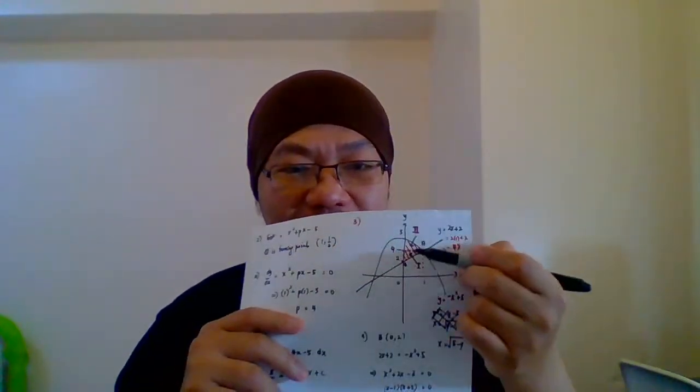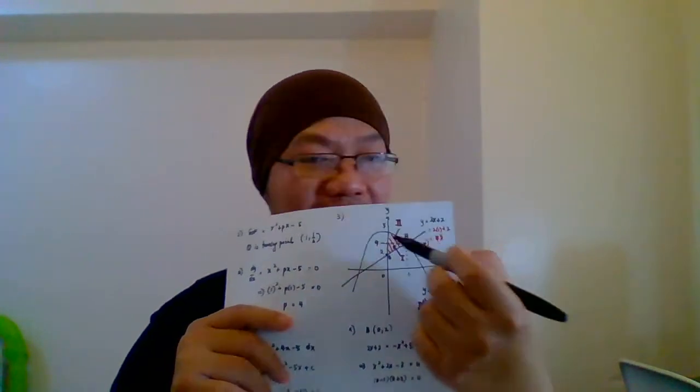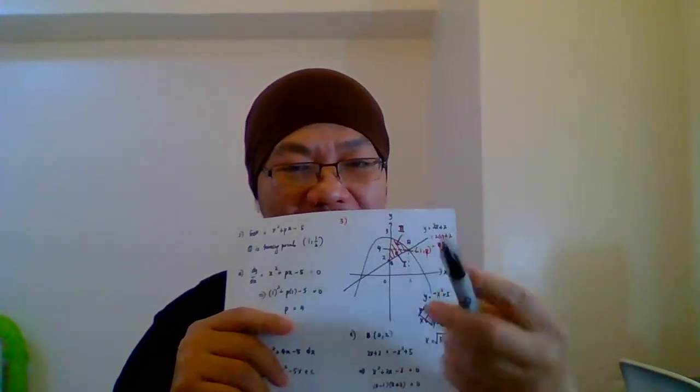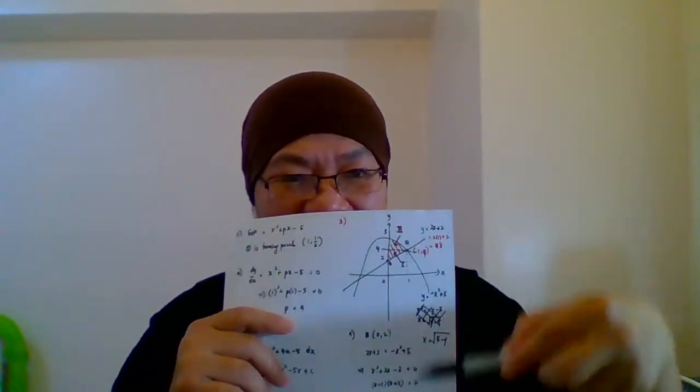Alright, 3C, we want to find the volume in terms of pi when this shaded region, which I already split into two shaded regions, rotates 360 degrees about the Y axis. This is your Y. It rotates around Y like this. Earlier it was X, right? Now Y.